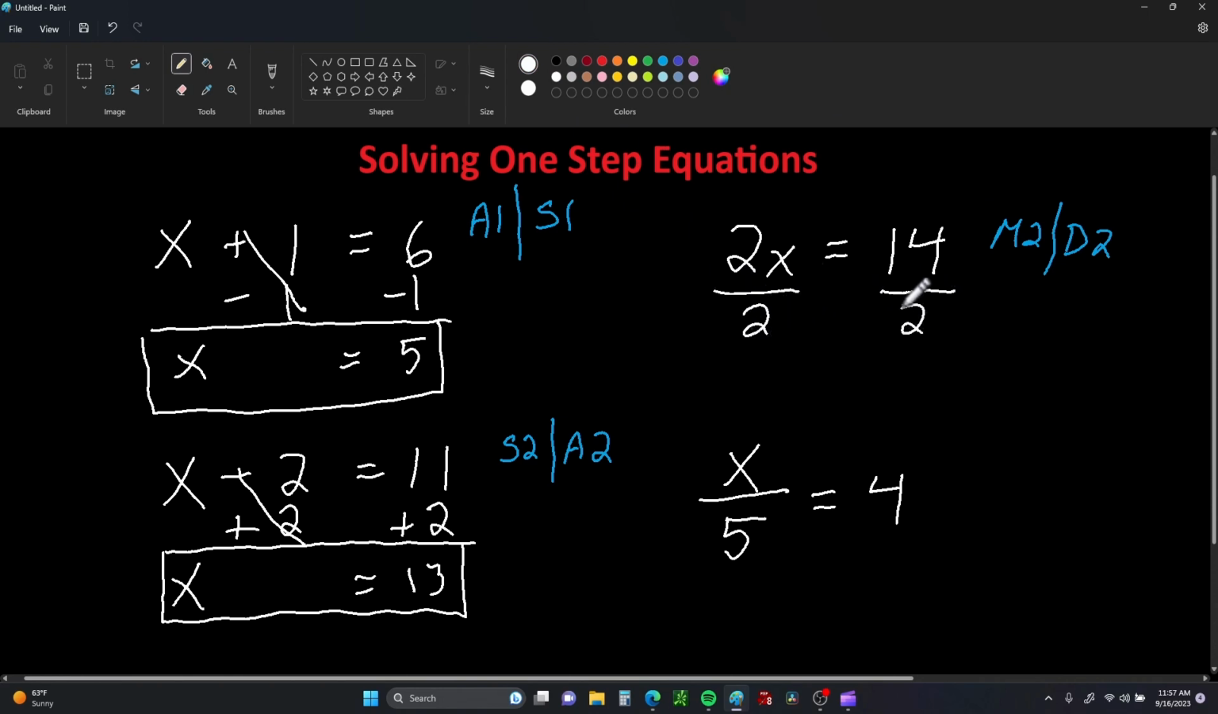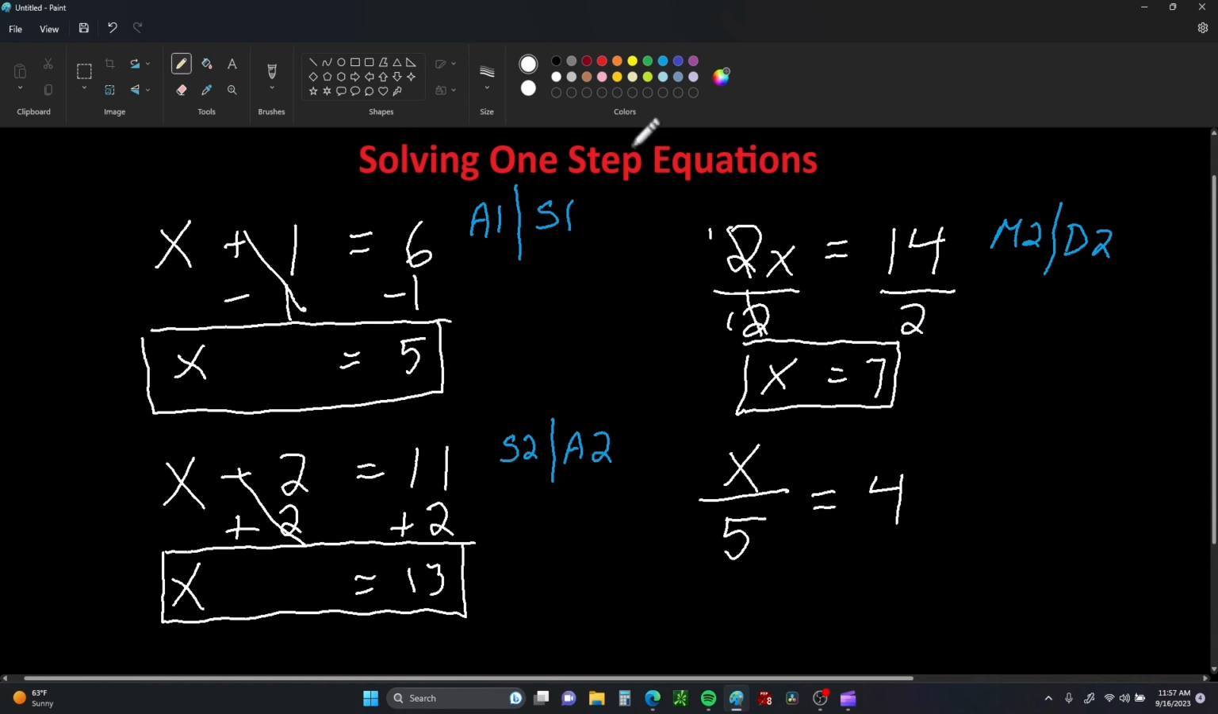Fractions are a division problem. This symbol is not an algebra symbol. It's just a notation to show this is the division line, and then I have numerator, denominator, and this makes a fraction. So once I divide, 2 goes into itself once. So now I only have 1s around the x, so x is by itself, and 14 divided by 2, fractions are a division problem, is 7, and that one's done.